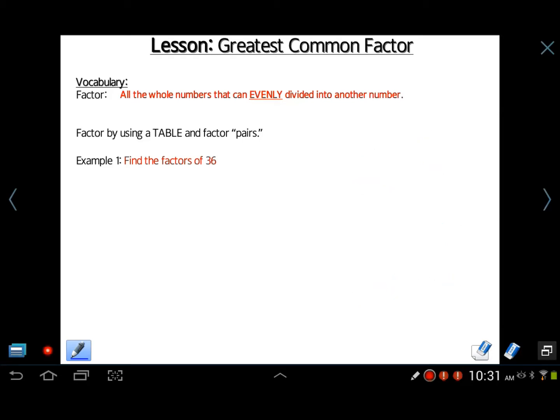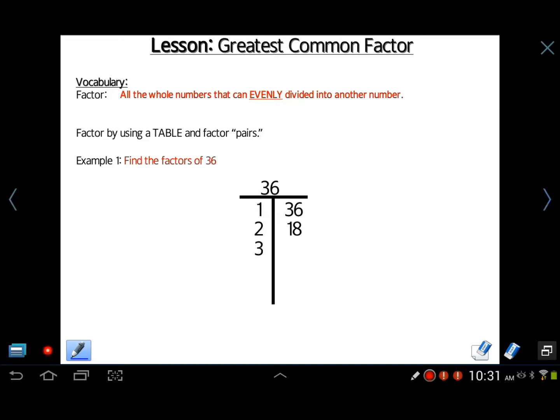Make a little T table, a T chart, on how to find the factors of 36. Now the factors of 36, when we do this, let's start with 1. And just keep asking yourself, what times 1 is 36? And it's 36. So that's your first factor pair. And let's move on up, starting at 1. So let's go to 2. Does 2 divide into 36? Yes, it does. 2 times 18 is 36.